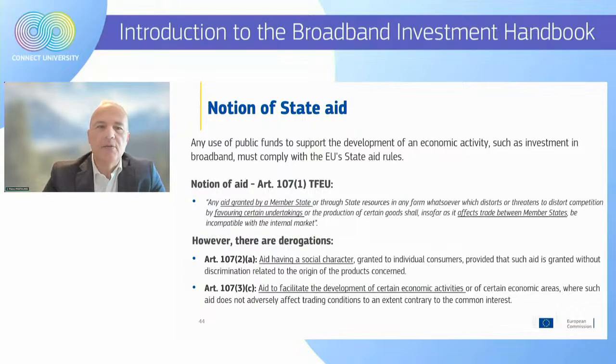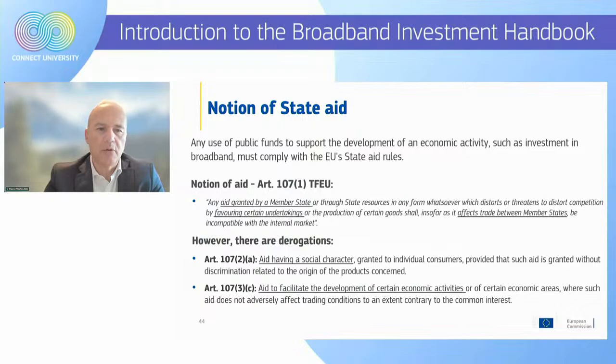And state aid rules have a foundation in the notion of aid that is described in Article 107 of the treaty. Any aid granted by member state, and I have underlined a key point that I will elaborate later. Aid granted by member state, meaning that there must be an imputability to the member state or through state resource in any form whatsoever, which distort or threaten to distort competition by favoring certain undertaking.